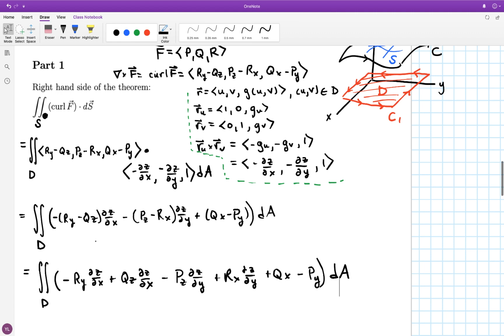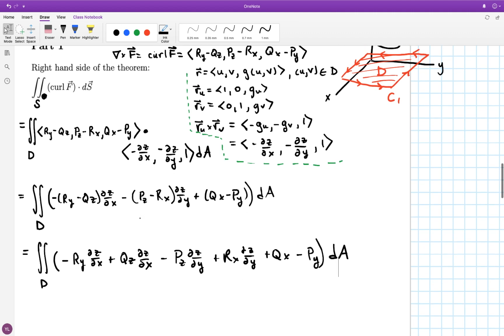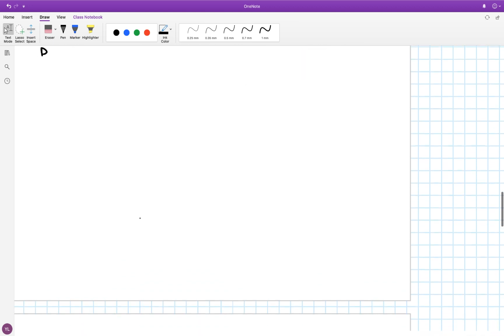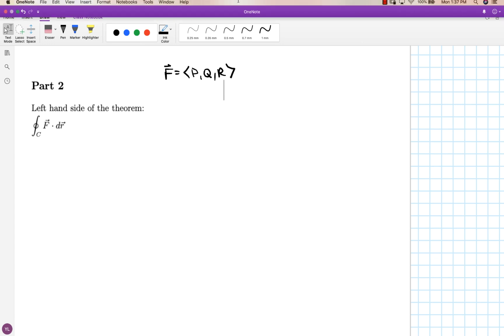Now I'm going to move to the left-hand side of the theorem, which is the circulation line integral, and see what I can do with it. Okay, so remember my vector field is PQR, and C is representing the boundary of the surface in 3 dimensions that is oriented positively with respect to S.